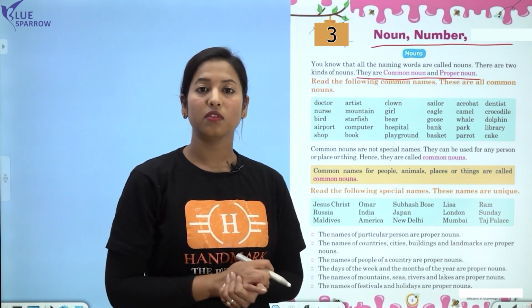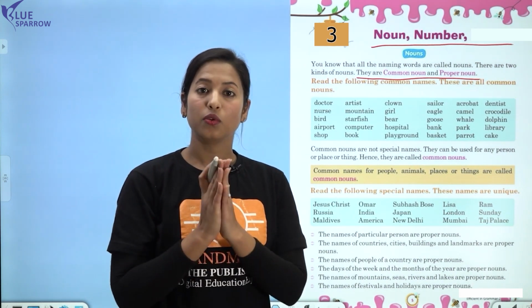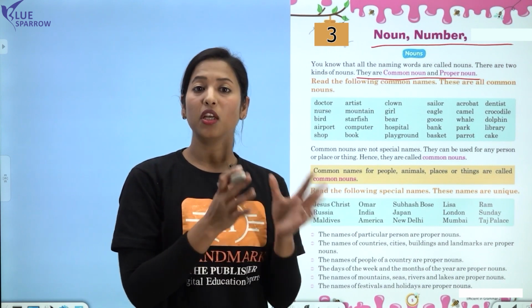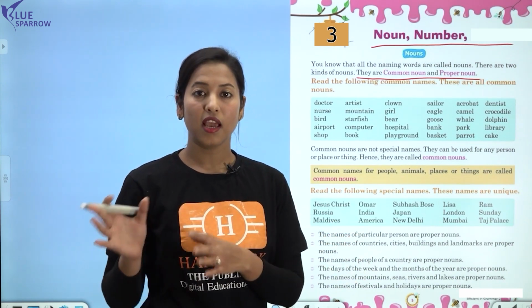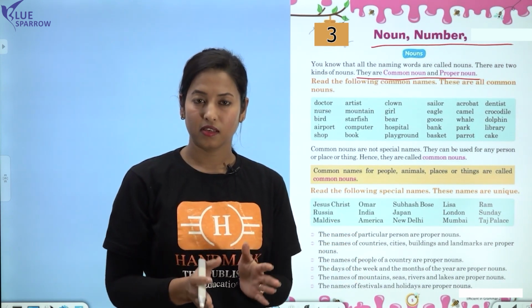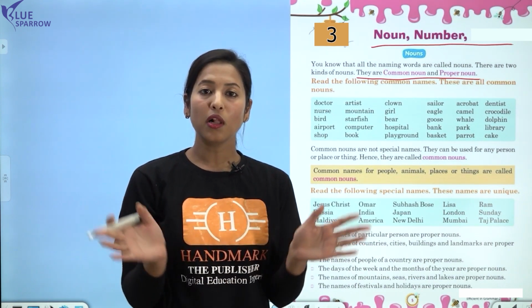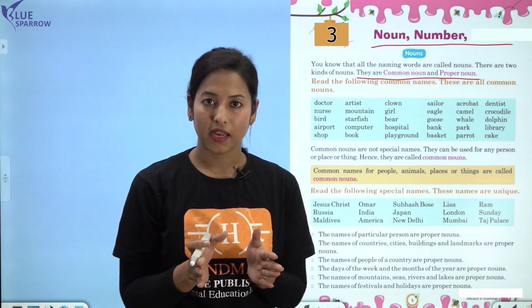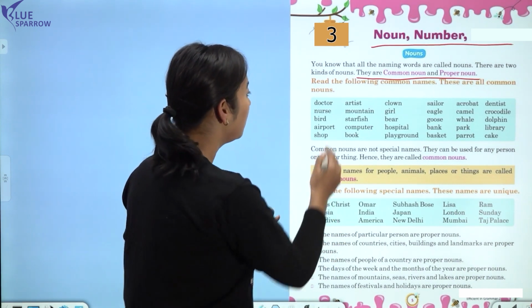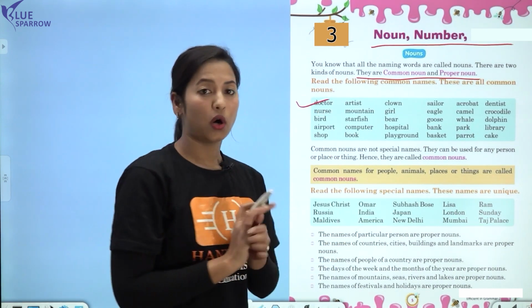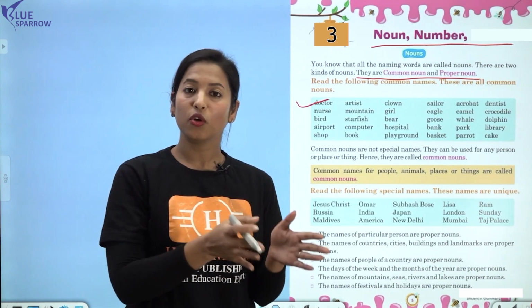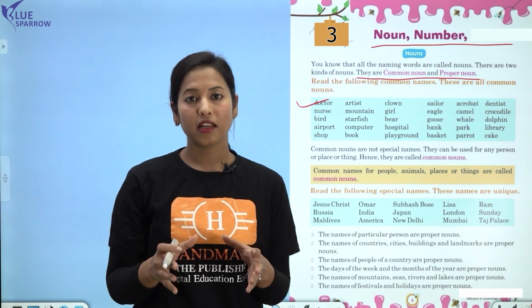Now common nouns are the names that do not denote any particular person, place, animal or thing. These are the names that we use for all the nouns of same kind. For example, doctor. Doctor is not a name of a particular person, but this is a category.